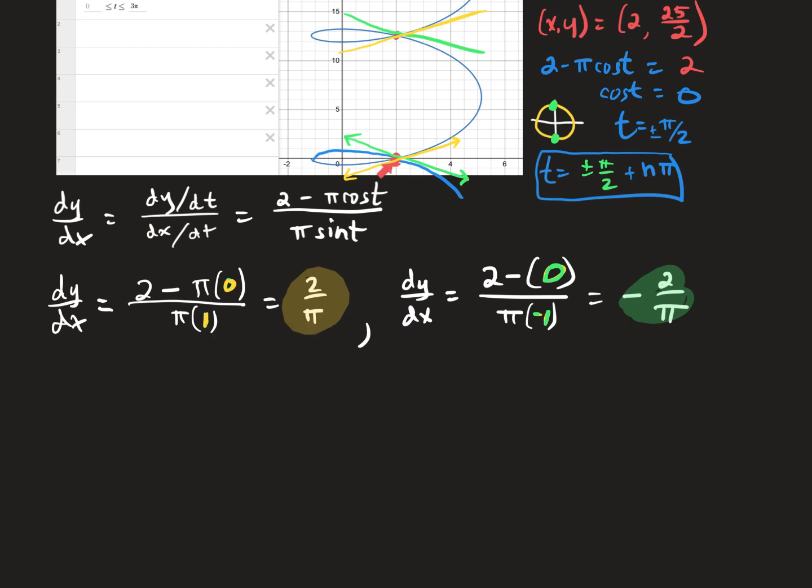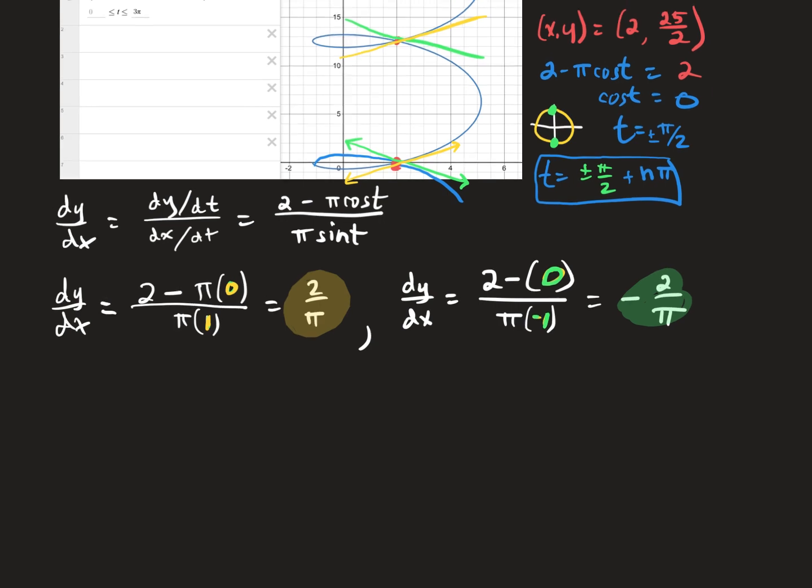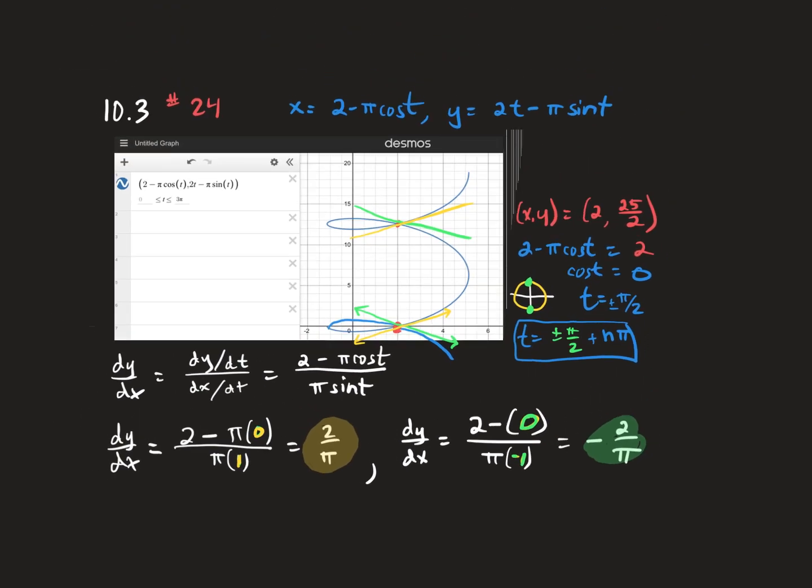To write the equations of these two tangent lines, we'll now need the point. Well, the point is x comma y. So when t is equal to positive pi over 2, the x coordinate is 2 minus, and let's just substitute it in there, and we'll get the x and y coordinate for this point, and we'll take when t is negative pi over 2 and get the x and y point there. Then we'll have the points, and then we'll have the graphs.